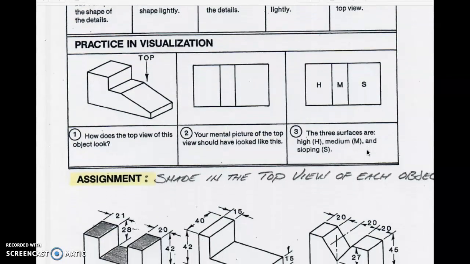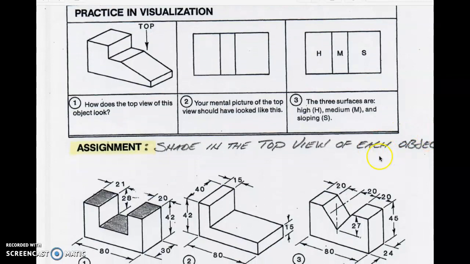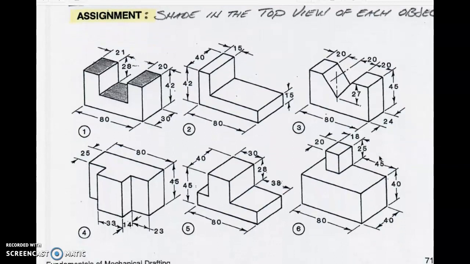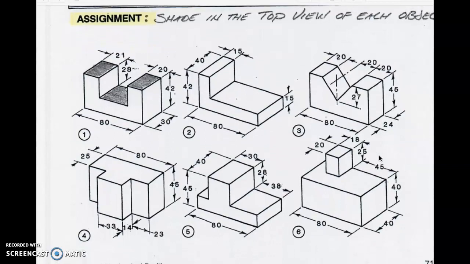So as we did yesterday with identifying the front view, I would like you to, in this section, numbers 1 to 6, shade in the top view. Number 1 has already been done for you. So I'm going to give you some time here to pause the video, shade in the top view. On the next page shows the answer key. So at this time, pause the video, begin to shade in objects 2 through 6, and then check your answers.